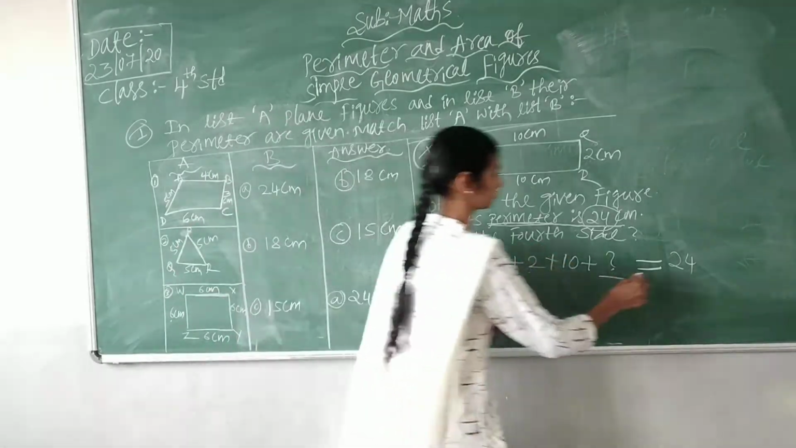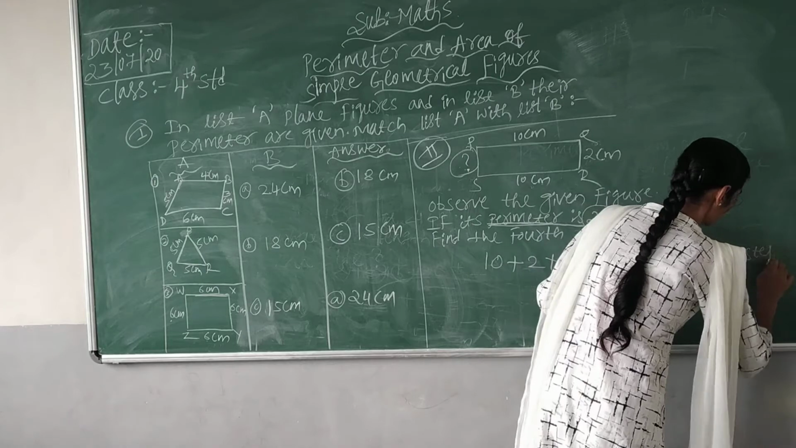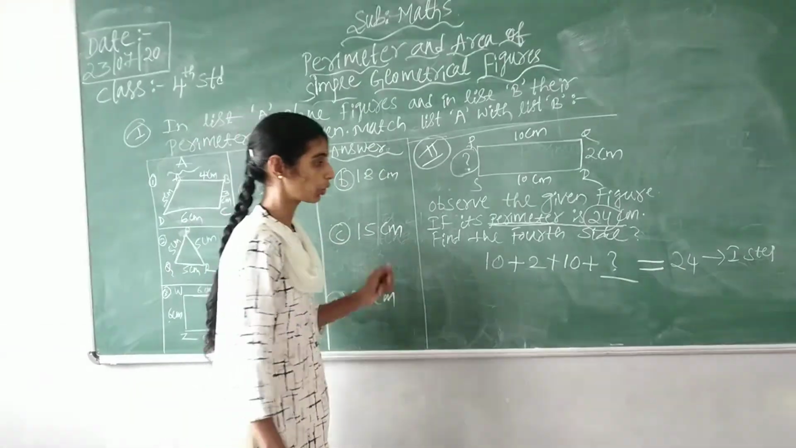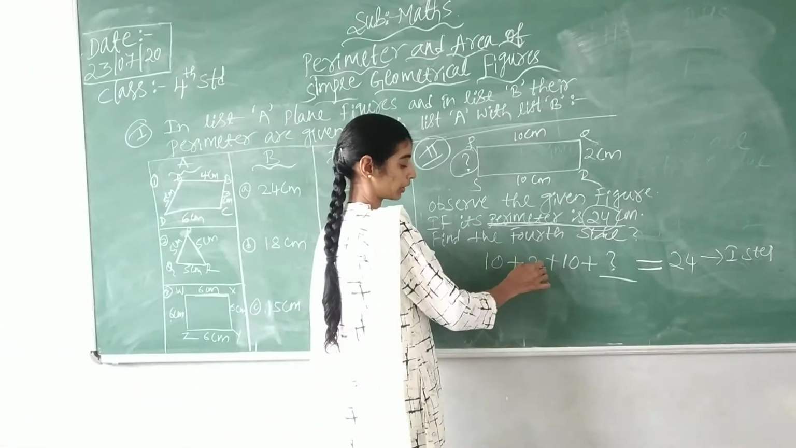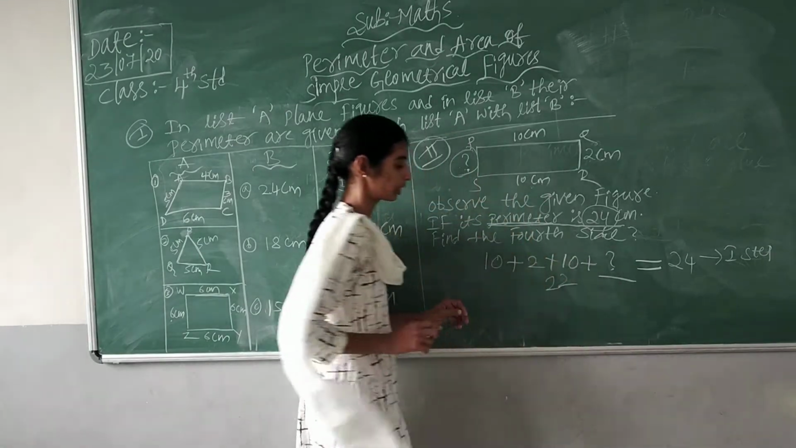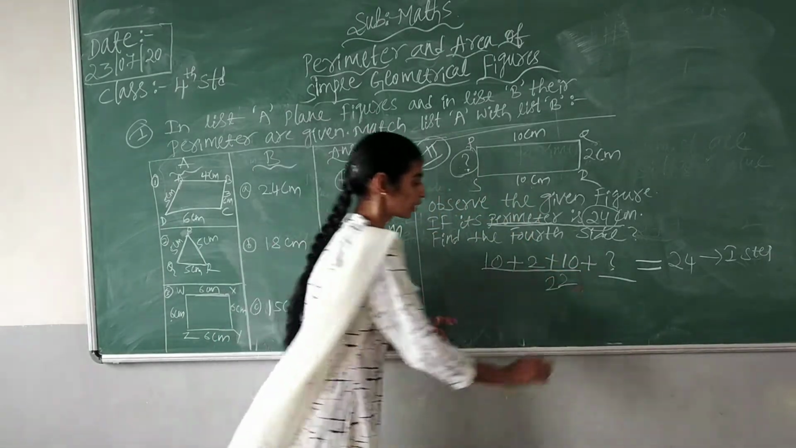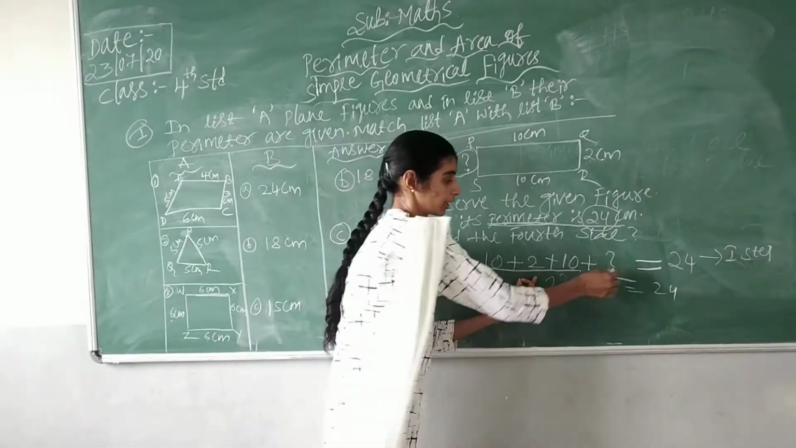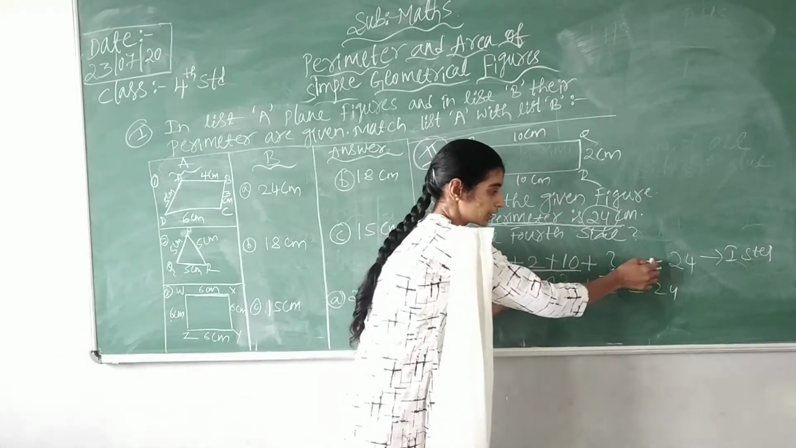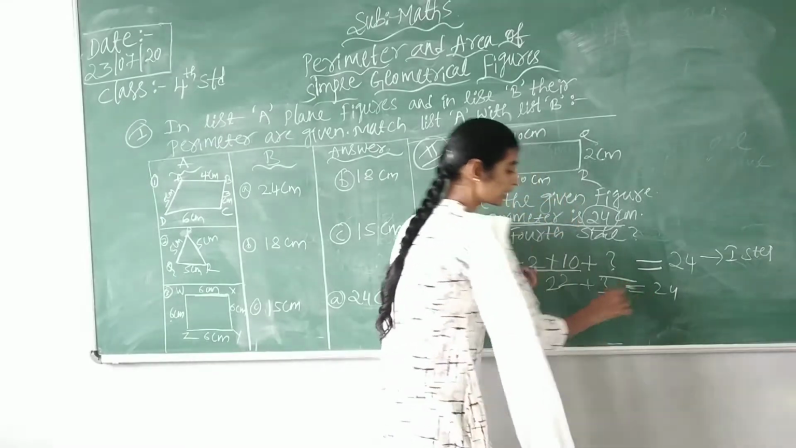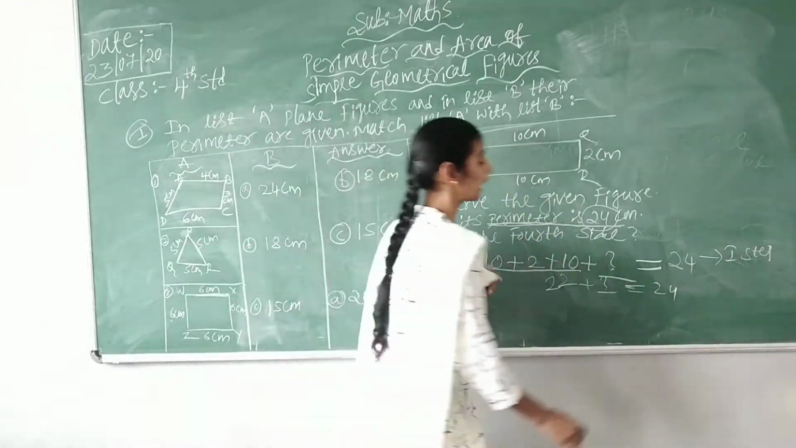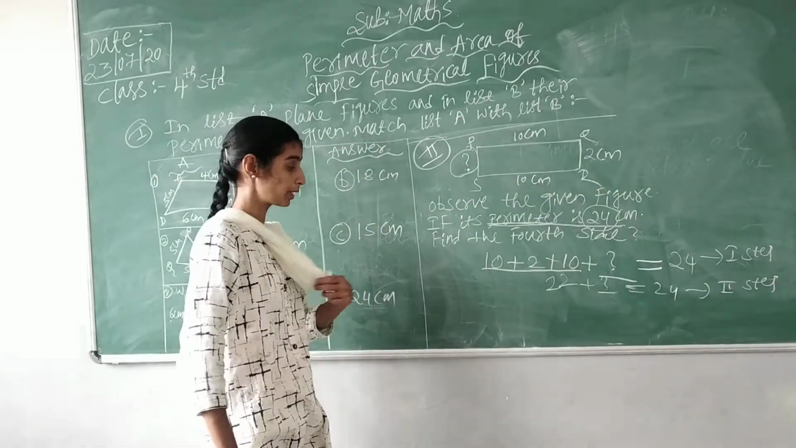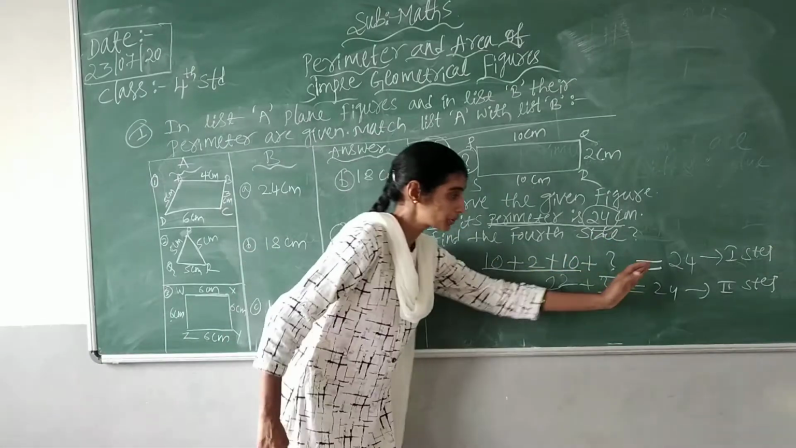Then what is the second step, children? This was about the first step. In the second step, you should add the given sides. 10 plus 2, 12, 12 plus 10, 22. These 3 you have to add. Keep the remaining side as it is, the unknown side as it is, equals to as it is, and the perimeter value as it is. So what is the second step? Adding the given sides. Remaining all you should keep the same.